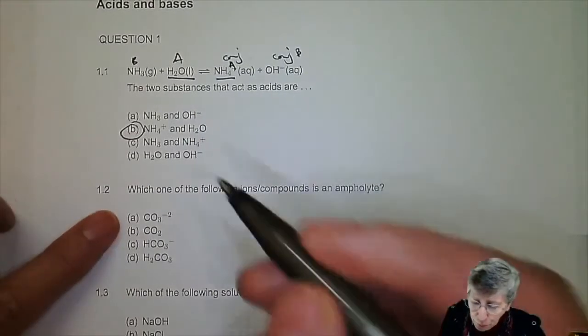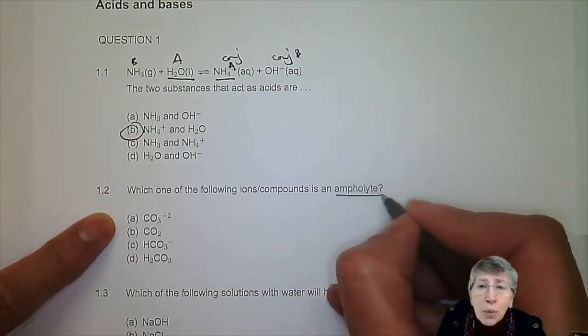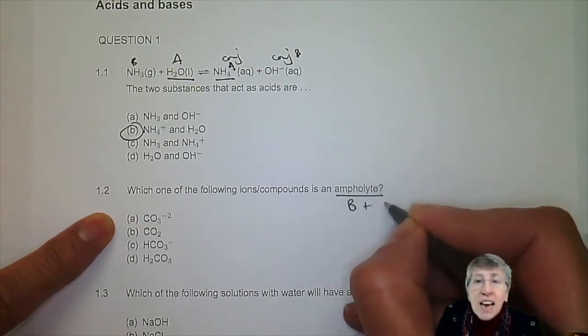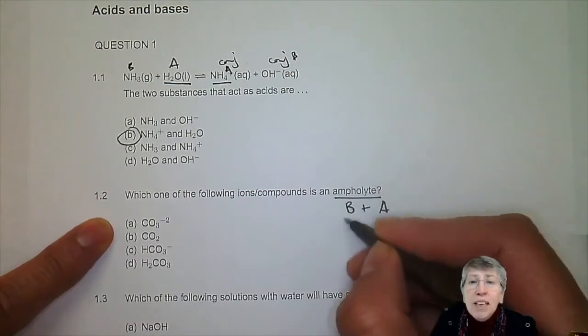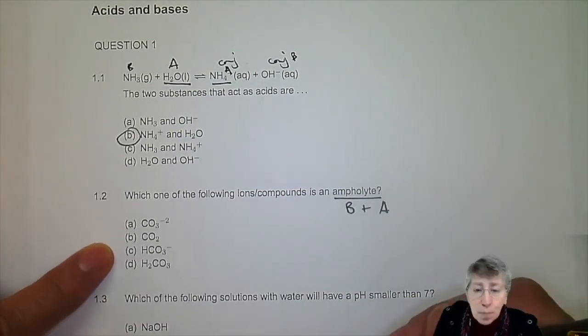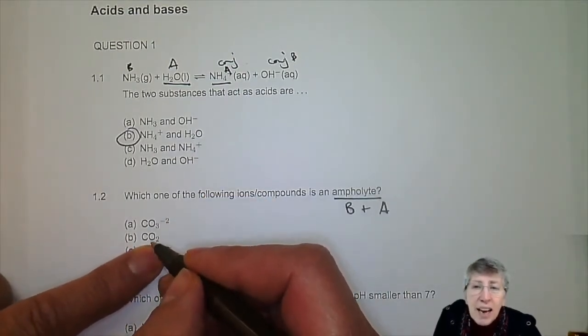Right, next up. Which one of the following ions or compounds is an ampholyte? What do we know about an ampholyte? That's something that can act as both a base and an acid. Right, so it needs to be able to give off an H plus and to receive an H plus. And immediately the first two will not be able to act as acids.